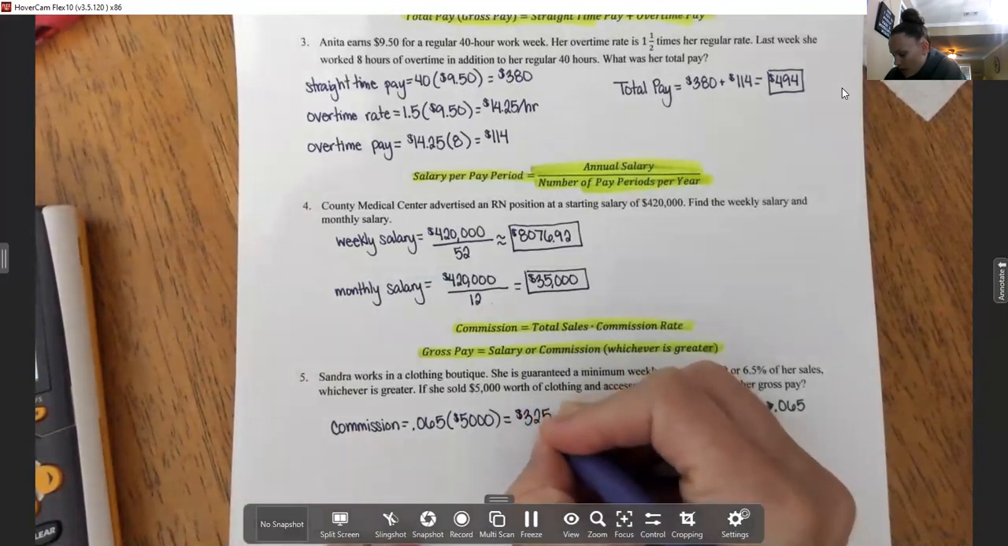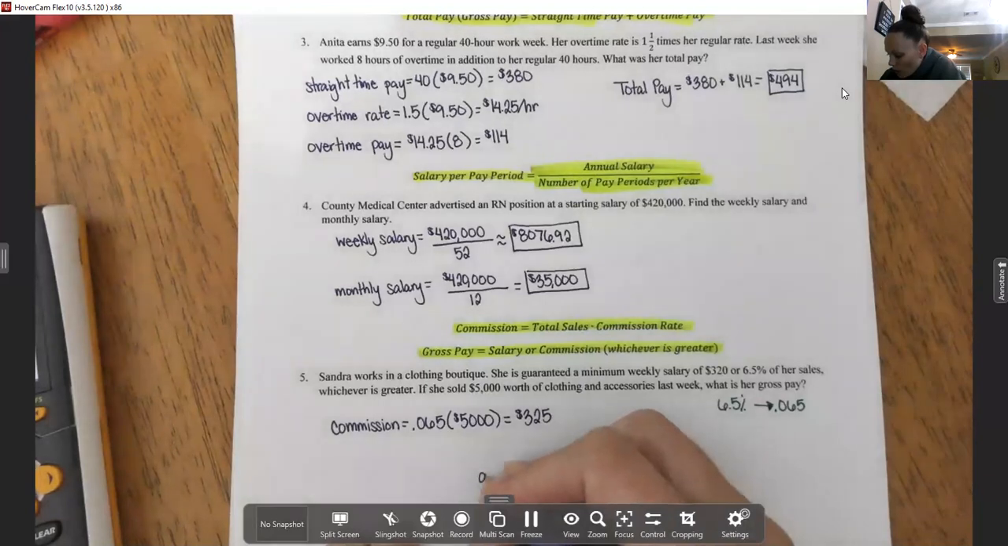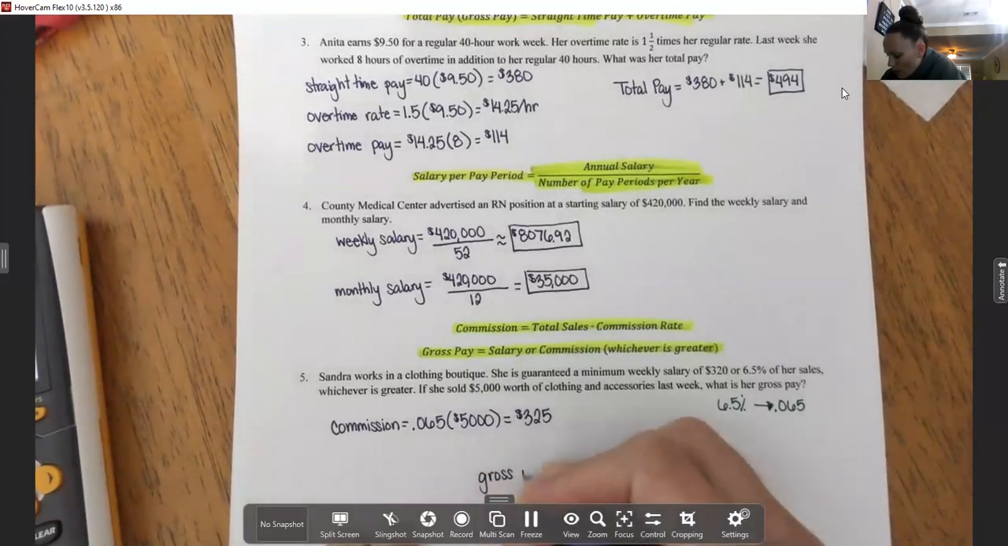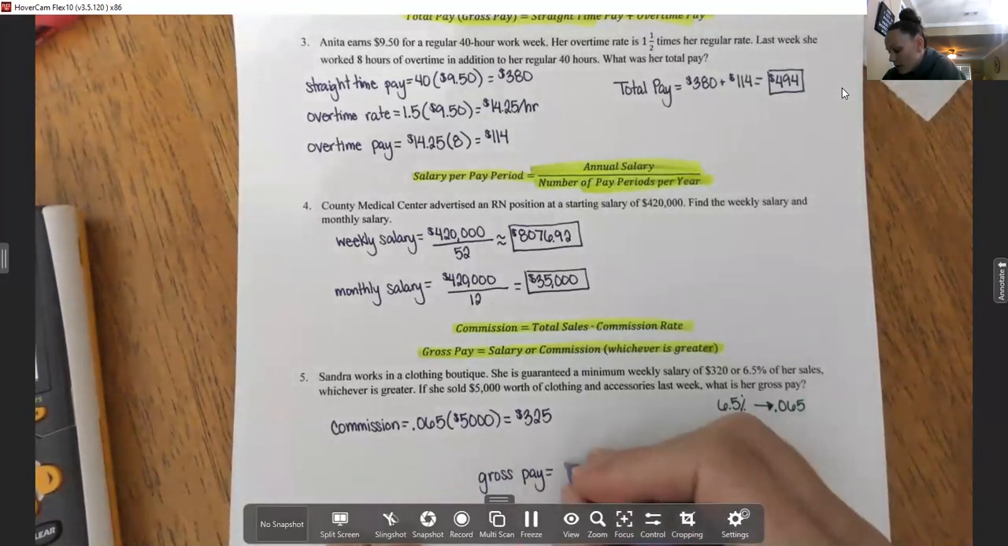Is $325. So since that's higher than the 320, the gross pay for this problem would be the 325.